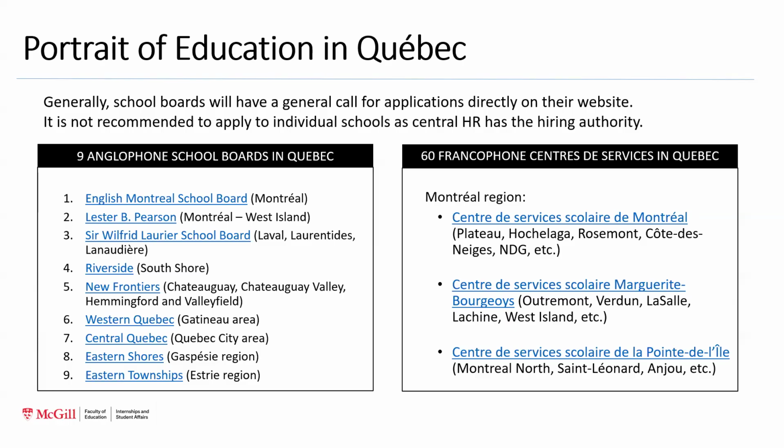If you live in one of those regions and you want to substitute teach there in the spring, you can start your application now, but I think it's best if you wait until about March to get that application going for the spring summer months. And then on the French side, there are over 60 Francophone Centres de Service Scolaire. But of course, I'm going to talk mostly about the Montreal region today. So we'll talk about the 3 that are in closest proximity to McGill.